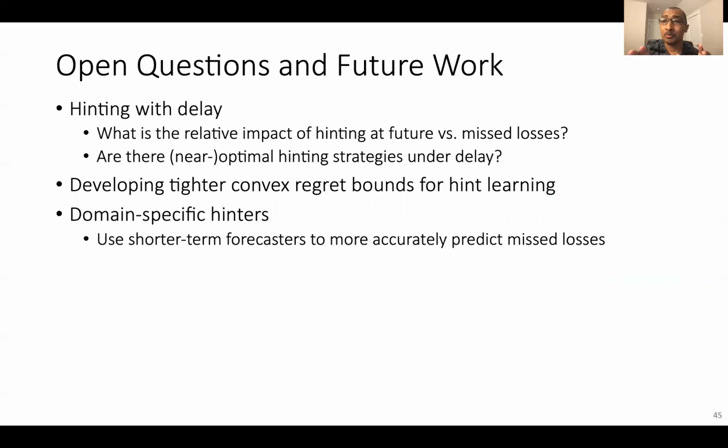So far I showed you somewhat generic hinting strategies: use the previous gradient, use the average of all gradients. But in subseasonal climate forecasting, we have access to shorter-term forecasters that can provide more accurate predictions of missed losses. Because of delay, a missed loss is at a shorter horizon into the future, and so you can imagine predicting it more accurately over time.